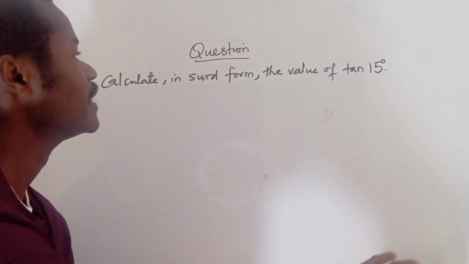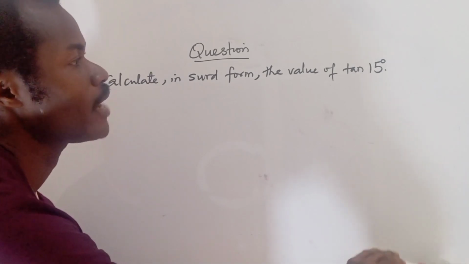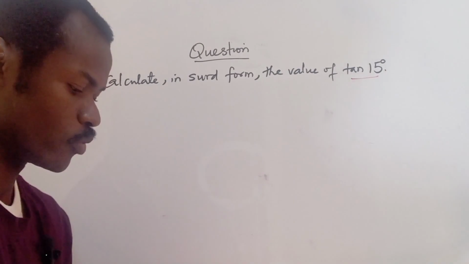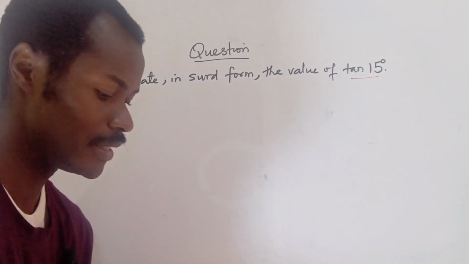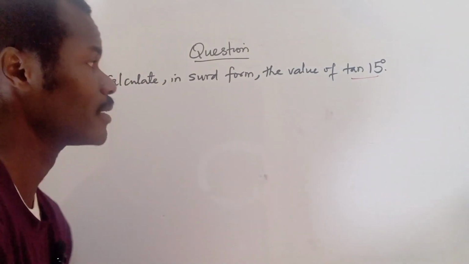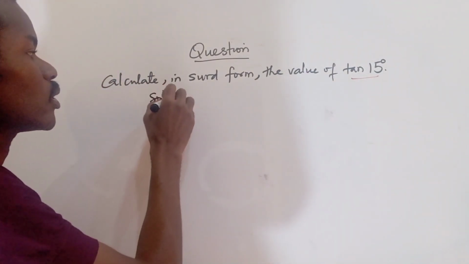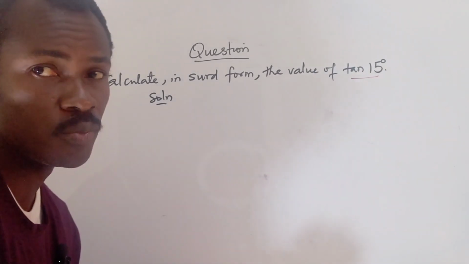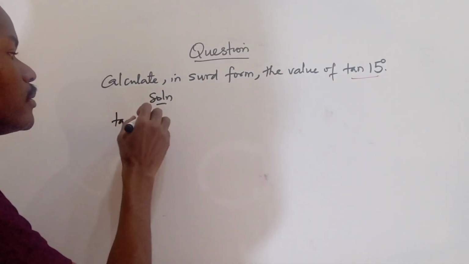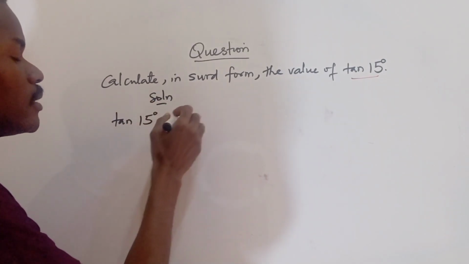Today's question says we should calculate in short form the value of tan 15 degrees. We have solved similar questions like this in our previous videos. All you need to do when you have a question like this is solve it in such a way that you are able to develop your special angles. Now what is 15?